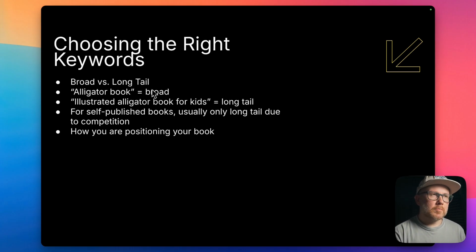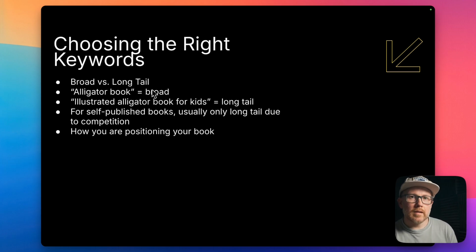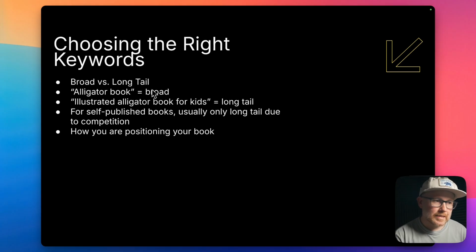So broad would be something like alligator book. Well, if you searched in Amazon alligator book, you're going to see all sorts of results. You're going to see National Geographic alligator books. You're going to see kids rhyming books about alligators, and then you're going to see adult books about alligators. It means a lot of different things. So that's why it would be considered broad.